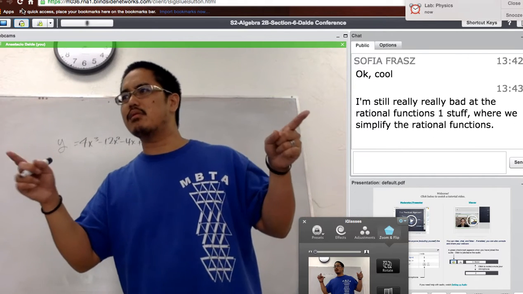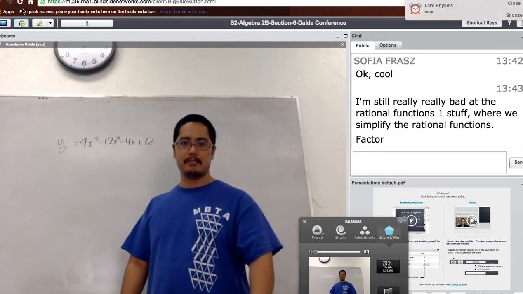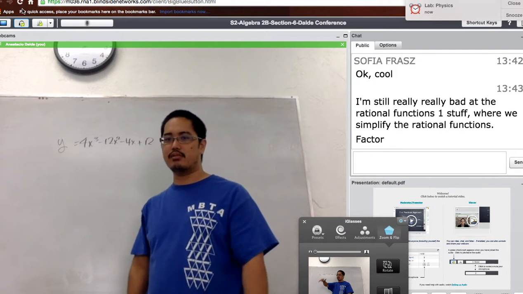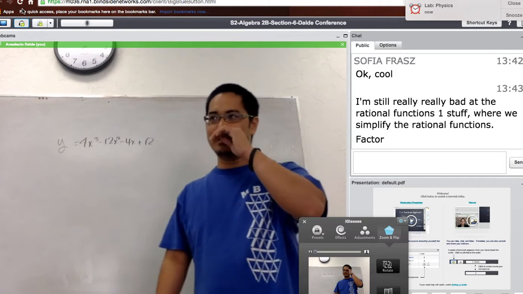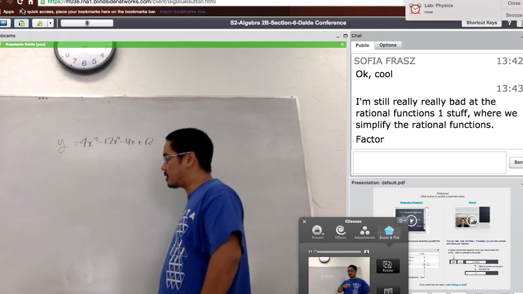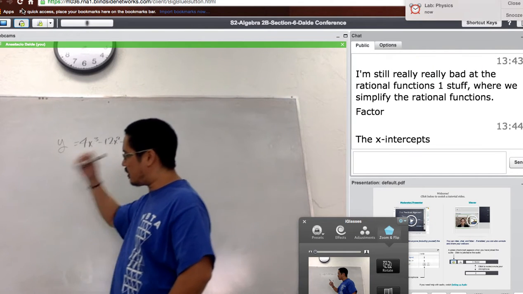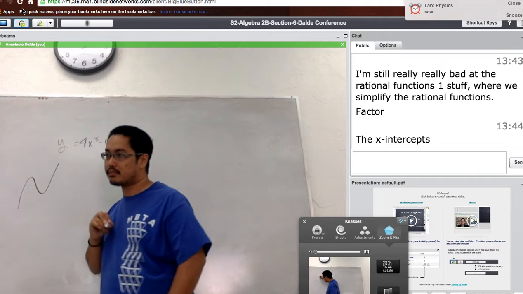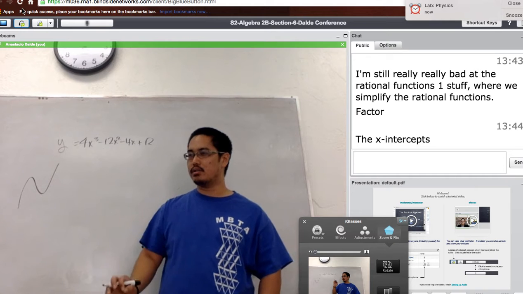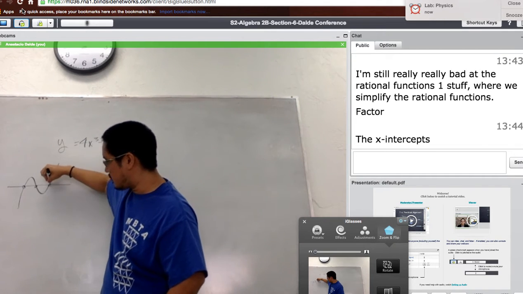When I want to find the zeros, what does that mean? Sophia says factor. You're looking for when the line crosses the x axis. Yes, the line crosses the x axis. So we know that it's going to be an x cubed. X cubed in your heads looks like this. So potentially there are three intercepts. See? Intercept, intercept, intercept.